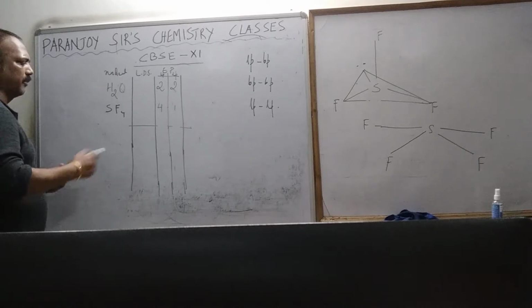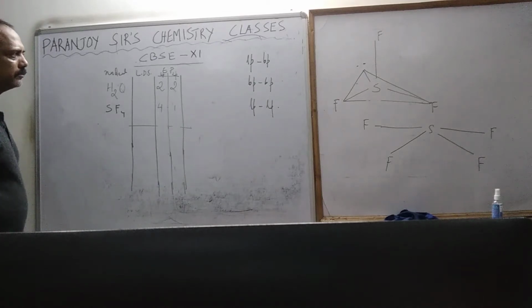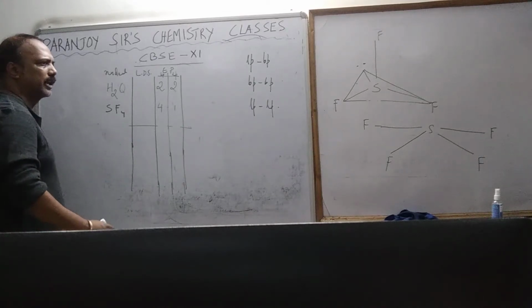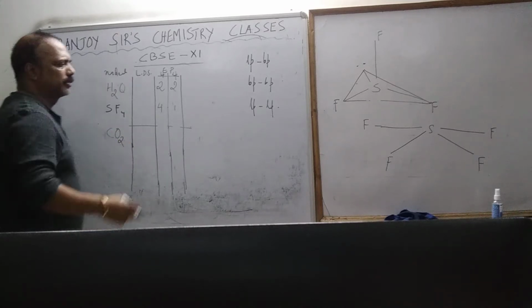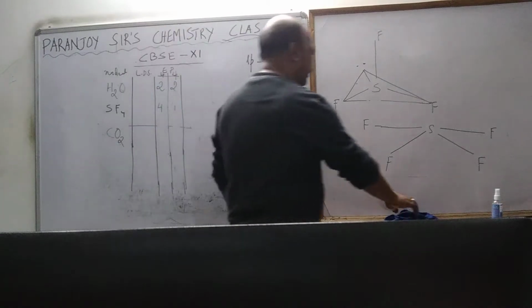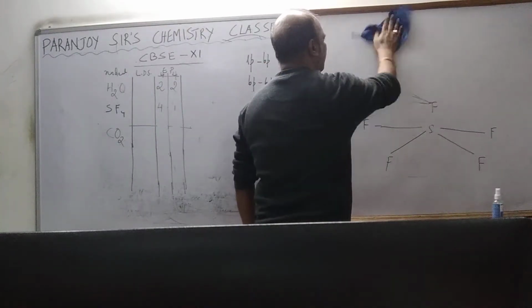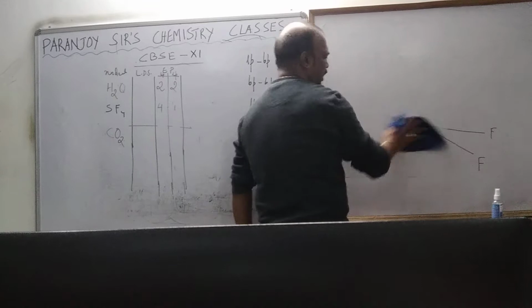Next one. Tell me about the next one. What is the next one? Yes? Next one? CO2, carbon dioxide. So, what is the Lewis dot structure of carbon dioxide?